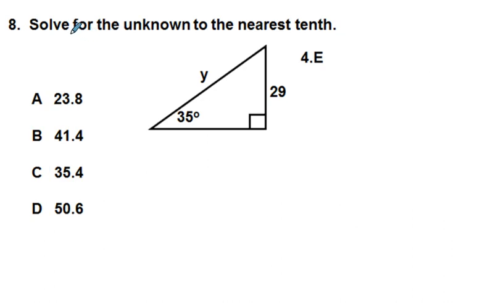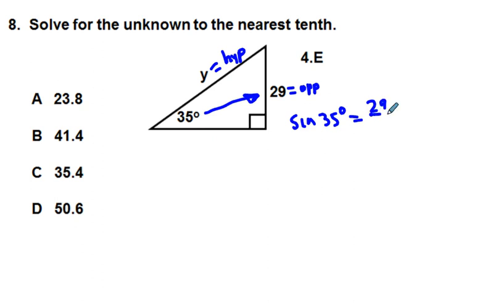Next, 8. Solve for the unknown to the nearest tenth. Okay, we have a right angle here. Opposite our angle 35 degrees is our opposite side. Y is our hypotenuse. So which trigonometric ratio involves opposite and hypotenuse? It's going to be sine. So sine 35 degrees is equal to our opposite over our hypotenuse.